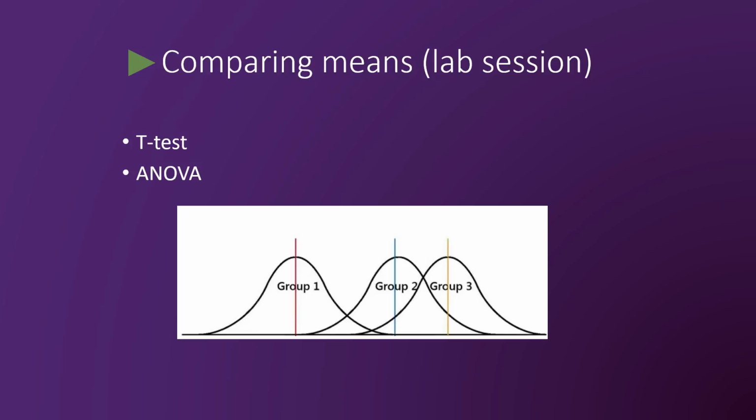So what if we wanted to compare the means between two different or more than two different groups of things? And there's two main procedures that we can use. We can use a t-test and an ANOVA. Both are fairly basic statistical analyses.